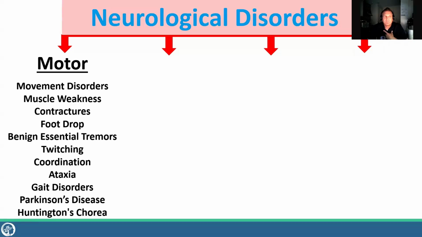Movement disorders, motor weakness, contractures, or foot drop. Some people walk and they drag their heels. They kind of shuffle along or scoot along. I've always thought benign essential tremors was a terrible name. I don't think they're benign. They're benign because we haven't been able to pin the tail on the donkey as to what causes them, but it's a manifestation of a neuroinflammatory process.